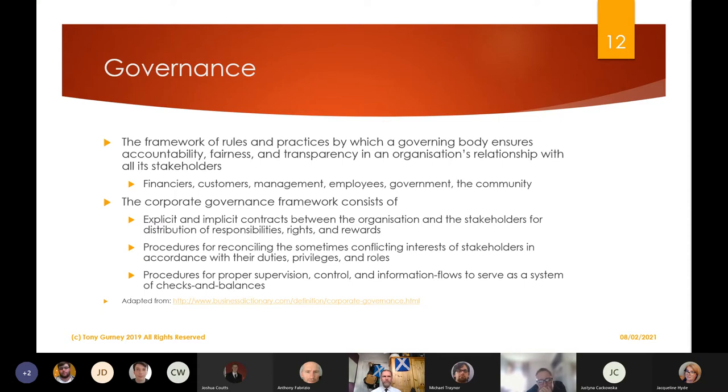So what your responsibilities are, what your rights are, how everything should work within your organisation, and what to do if what you're trying to do conflicts with each other, or for something that you don't have. So if something that you just haven't thought about pops up, what do you do about it? So you need procedures to do all of these things.